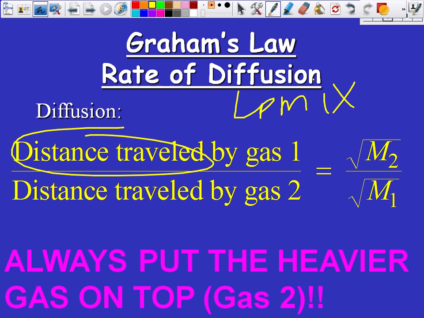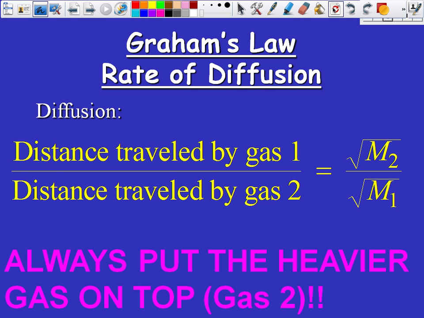Distance traveled. If you are 400 pounds and you're trying to race someone who is 160, who's probably going to run further? Hopefully you said the lighter one will run further. So that is also applicable here. For the distance traveled, the heavier gas goes on top. Again, this still stands for molar mass. The heavier gas travels less distance.